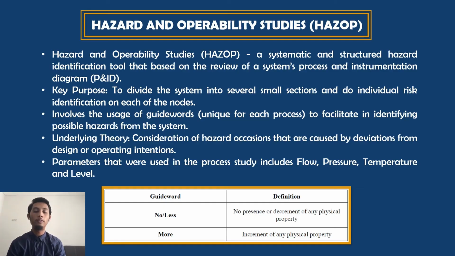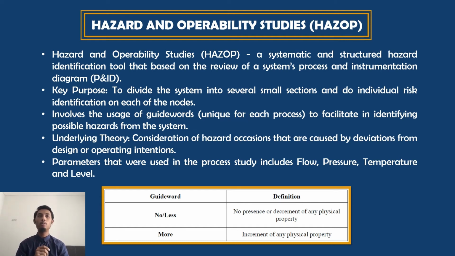Okay, for the safety and loss prevention part, we are required to do a hazard and operability study, also known as HAZOP. The purpose of doing HAZOP is to identify the hazards and to assess the operability of the plant when there is an occurrence of deviation, and HAZOP is done based on the review of the P&ID.